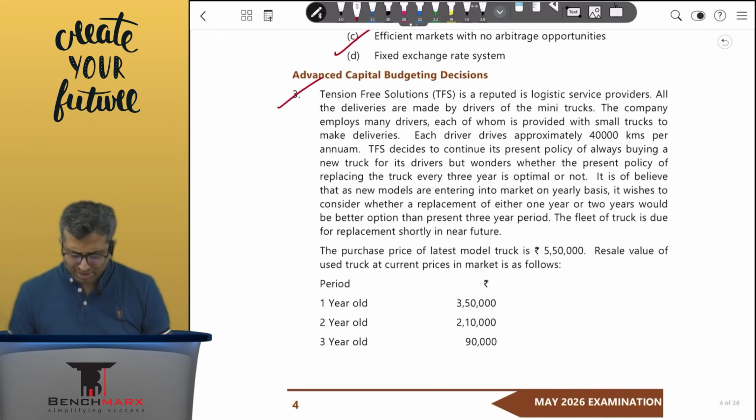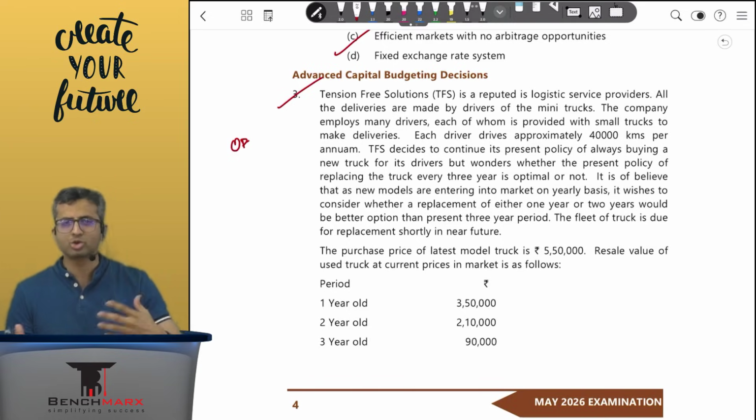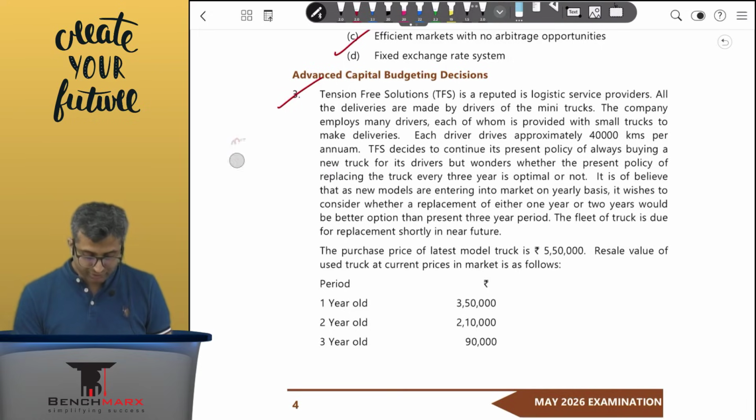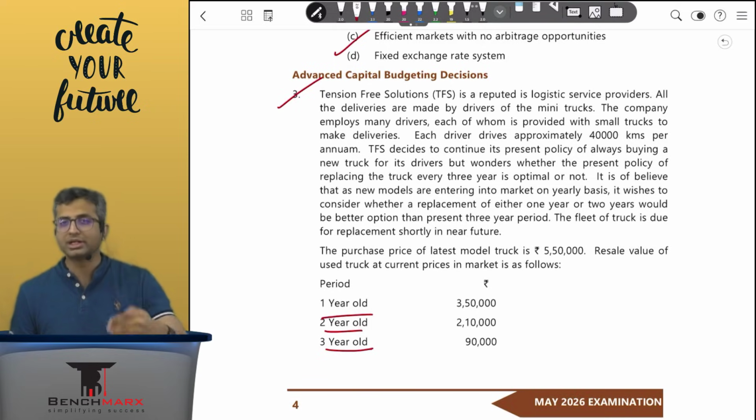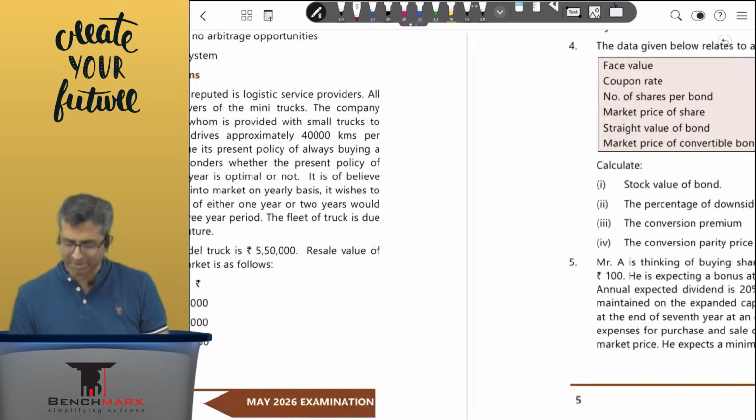Okay, then you look at other questions pertaining to advanced capital budgeting. Well, this is a very similar question on the optimum replacement time, which is there in your capital budgeting. So you have various options on when should I replace, after 1 year, 2 years, 3 years, for which you calculate the equated annualized cost, and whichever gives you the lowest should be your optimum replacement time.